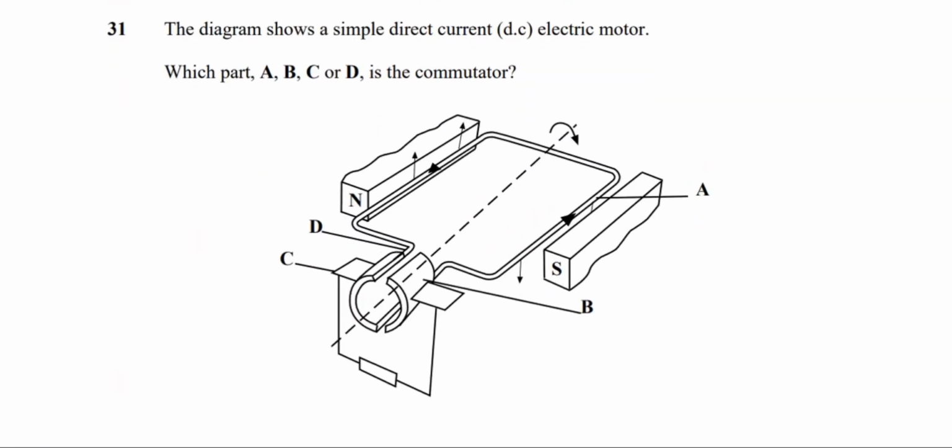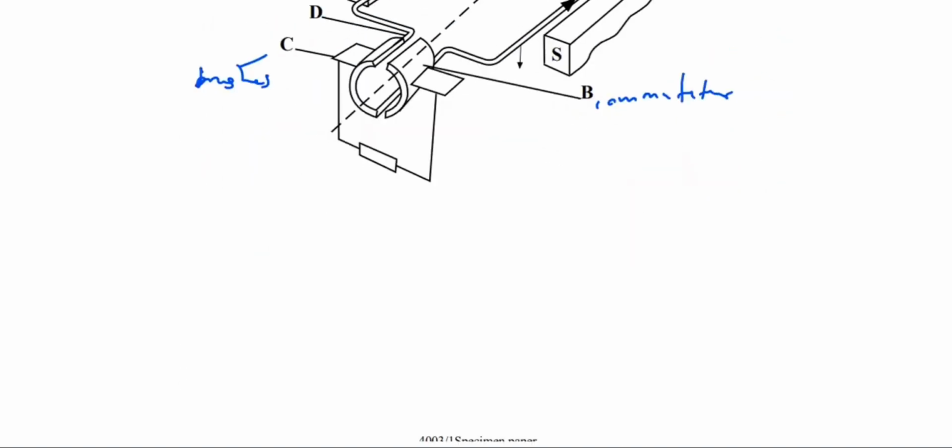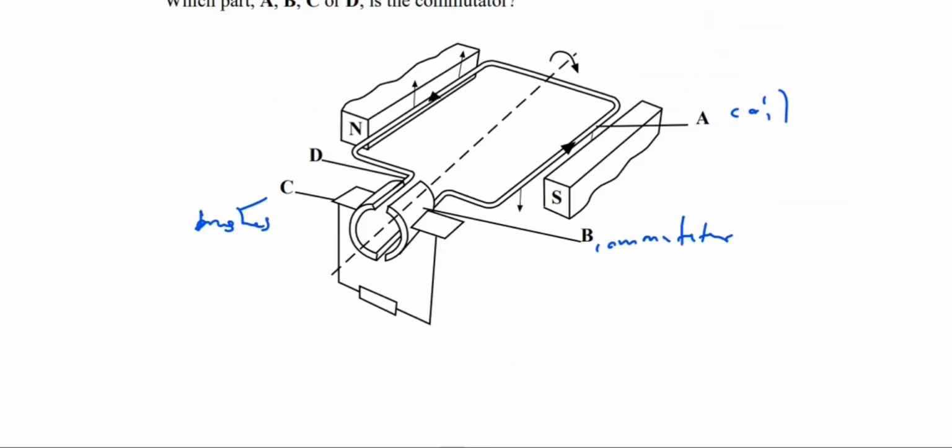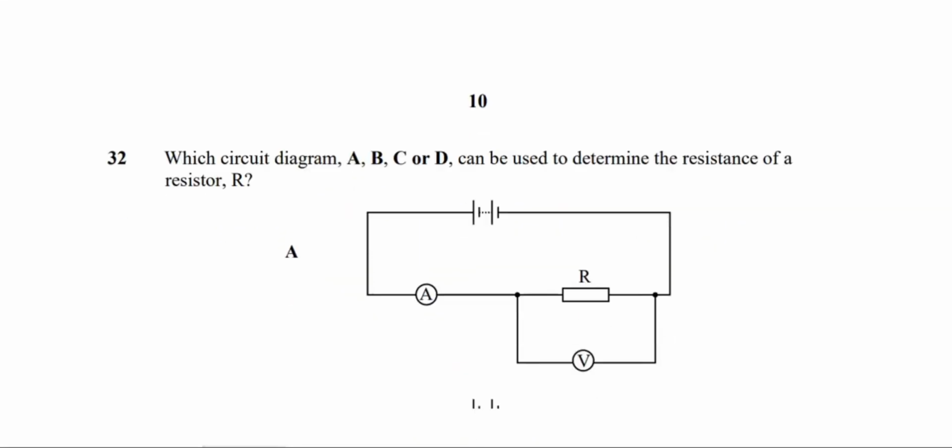Question 31. Which one is the commutator? The commutator is the one with split rings. C, these ones are the carbon brushes. Then B is the commutator. A is the coil, which is going to conduct the current, and D is part of the current conducting coil. So our answer here is B.